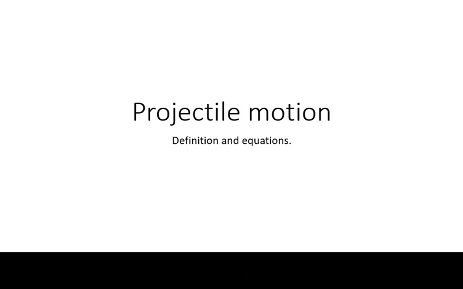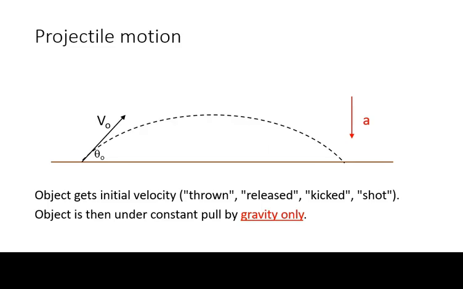This is an introduction to projectile motion. Projectile motion is defined as the motion of a body with an initial velocity acting under the constant acceleration of gravity only.